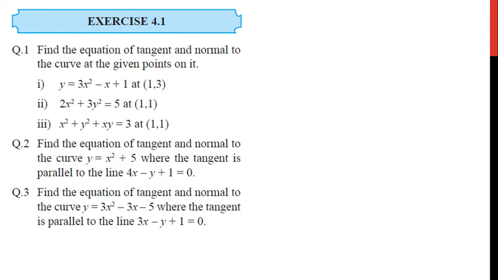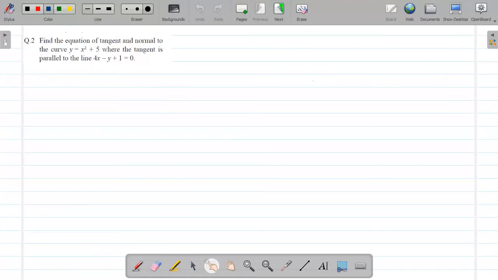Now today we are going to solve question number 2 and question number 3 from exercise 4.1. So let us see now. See question number 2: find the equation of tangent and normal to the curve y is equal to x square plus 5, where the tangent is parallel to the line 4x minus y plus 1 is equal to 0. So see how you will solve this.